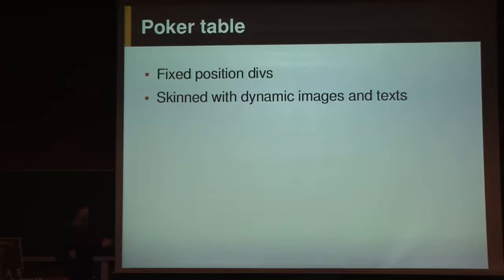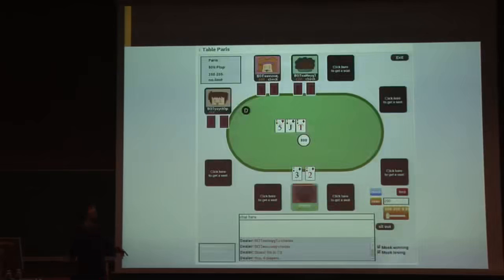So how is the table displayed? It is fixed position divs with a skin, with dynamic image and text. And you can see here, the default skin looks like that. So each image you see here is a div, and it's all being animated with CSS.